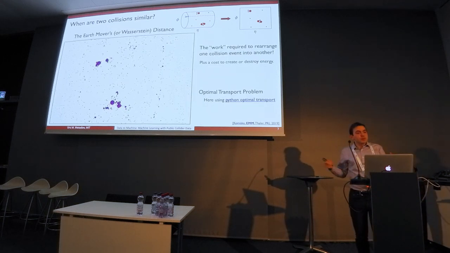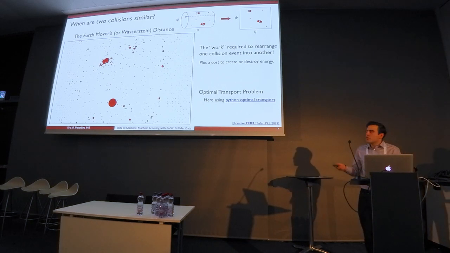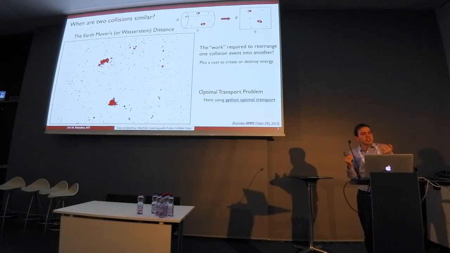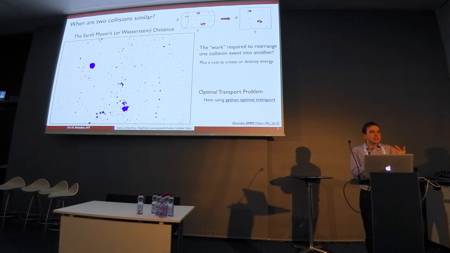You can do one of two things. One, you could normalize them to have the same energy, or you could put a penalty for the creation and destruction of energy, which still maintains this metric property. So you could do one of two things.